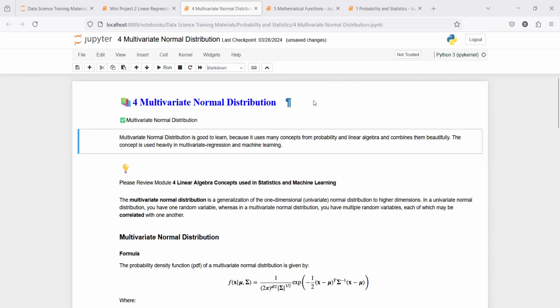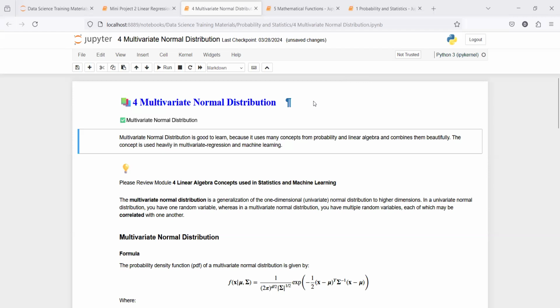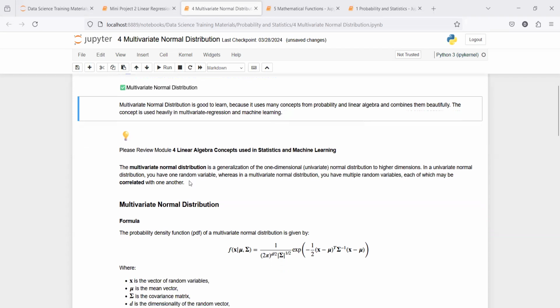Before you actually look at this module, please review linear algebra concepts, section 4, used in statistics and machine learning. A lot of this will be using the concepts from that module, and it would be good to review it before you proceed.